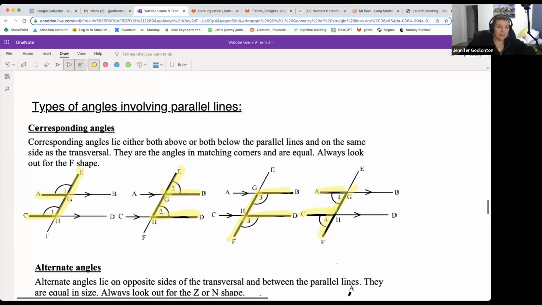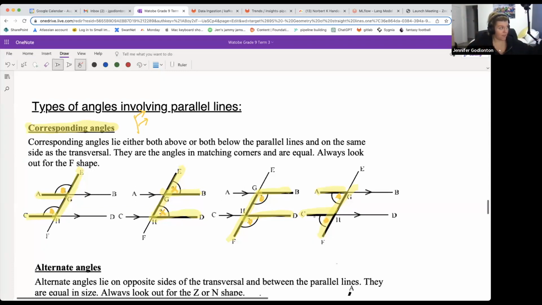Okay, so when we are dealing with corresponding angles, we are looking for the letter F. And I'm going to show you a way to remember this just now. But when we are thinking of corresponding, we are thinking of the letter F. And when we do corresponding angles, they are equal to each other. So this angle is equal to that one. This angle is equal to that one. This angle is equal to that one, and this angle is equal to that one. So they are the same as each other. Okay, so that's when we're looking at corresponding angles.